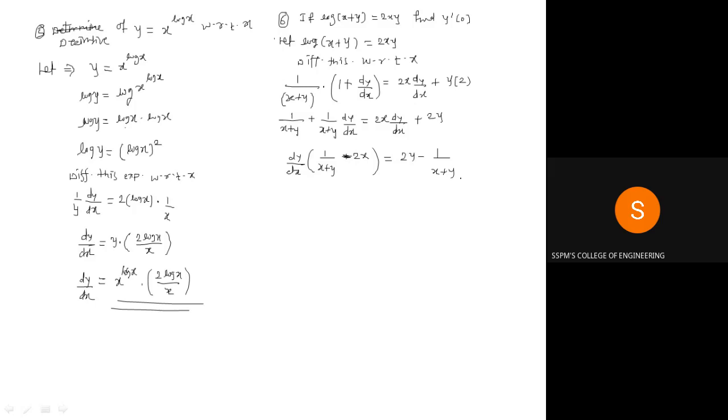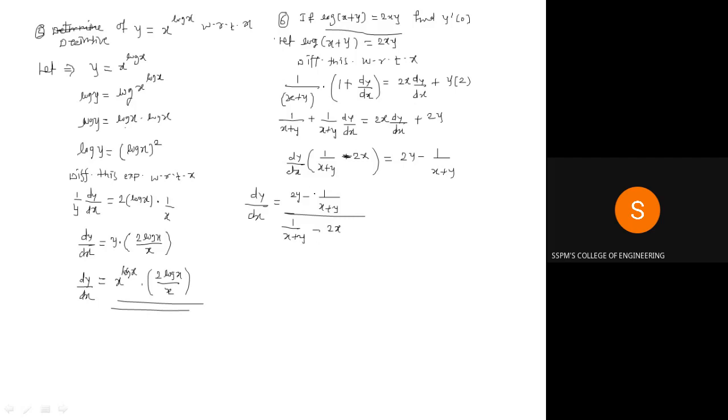But you know, at x is 0, what is the value of the function? You also have to find the value of y, because in this function there are terms of x and y. So how do you write dy by dx? Look, dy by dx is 2y minus 1 upon x plus y, upon 1 upon x plus y minus 2x.